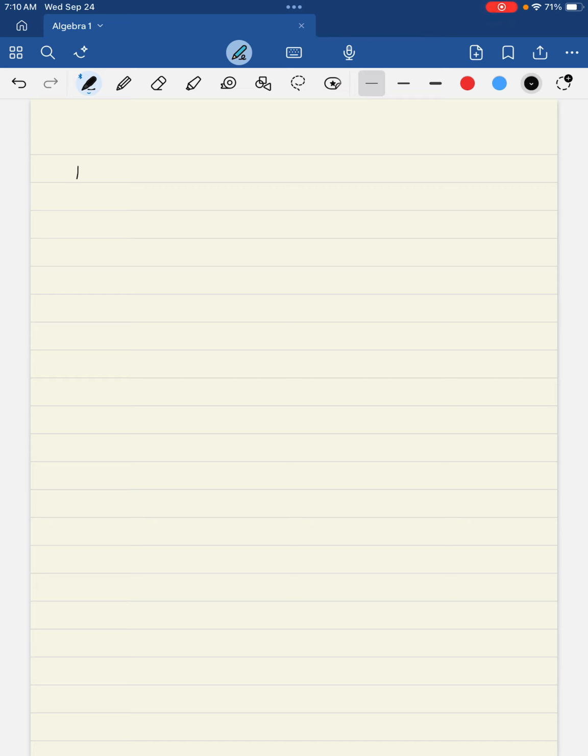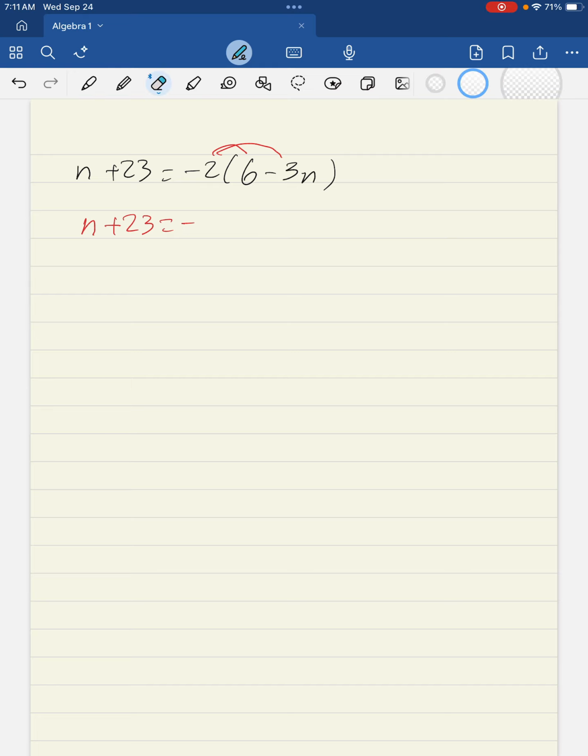So let me get one more with you guys right here. What if I do n plus 23 equals negative 2 times (6 minus 3n)? Well, first step is always going to be distribute. I shouldn't say always. Distributing is probably best most of the time. n plus 23 equals negative 2 times 6 is negative 12. And negative 2 times negative 3n is positive 6n.